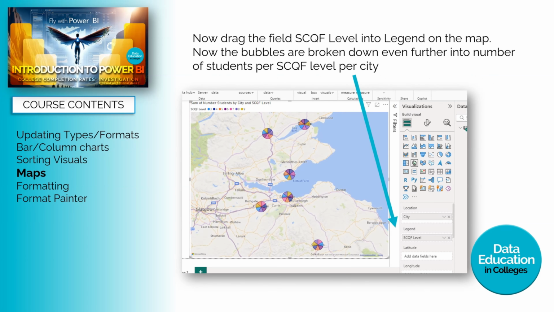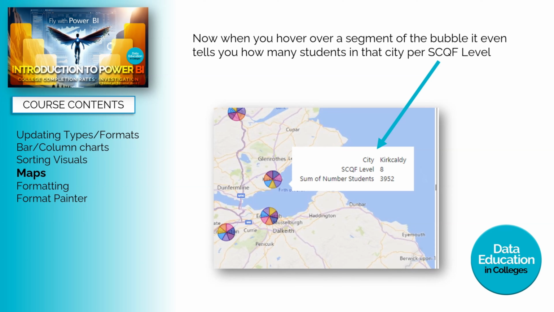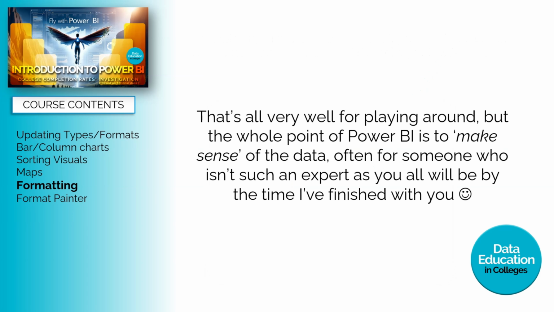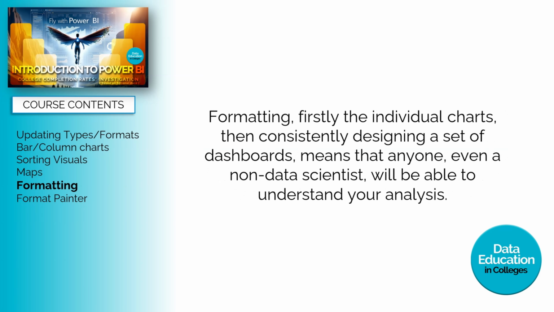Now drag the SCQF level into legend. Now each bubble is actually broken down by how many students are on each SCQF level. Tooltips there. It's an enormous amount of information you can add into a chart using tooltips. As I say, the whole point is to make sense of your data for anyone. Anyone should be able to look at it. By spending time on formatting and making your charts consistently designed and also the dashboards, anyone, even a non-data scientist, will be able to understand.